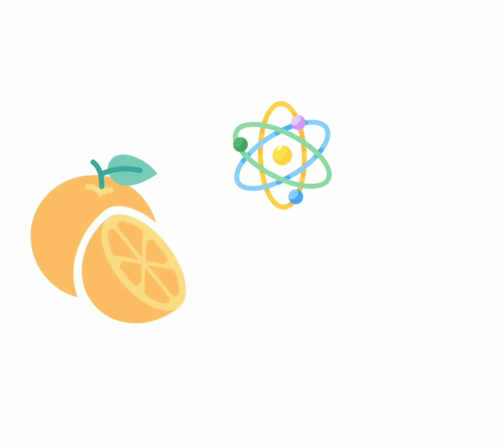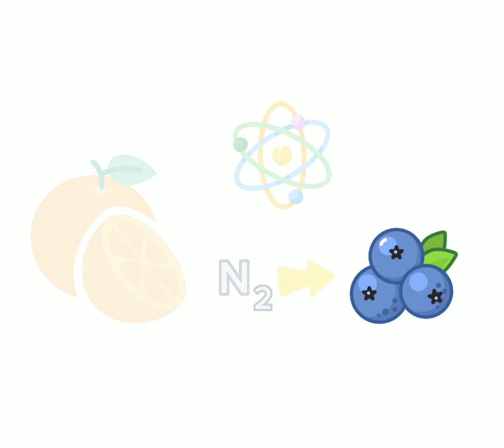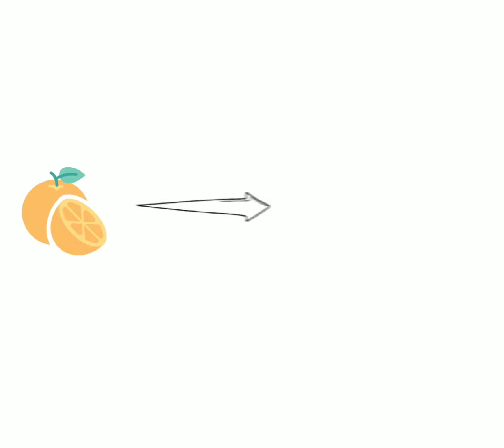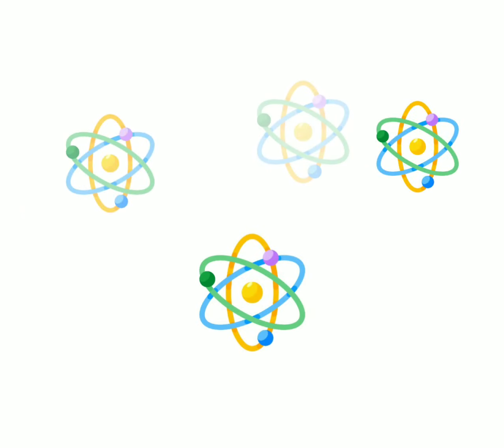Imagine an orange and think about how many atoms are in it. Let's assume that the orange is filled with nitrogen atoms. To make the visualization healthy, let's inflate each atom to the size of a blueberry. In this case, the size of the orange would be approximately the size of the Earth. Isn't that amazing? Imagine how small an atom is.